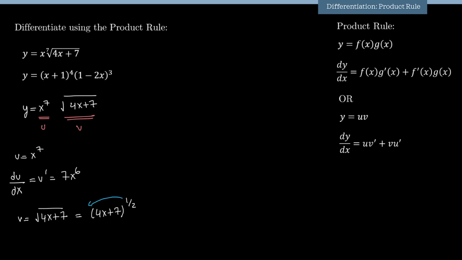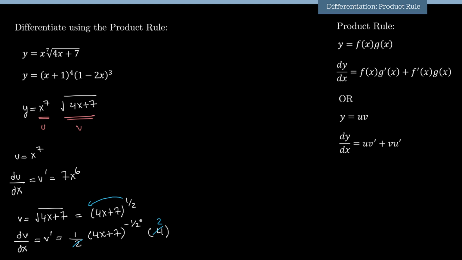So the derivative of v, dv upon dx, which we also call v dash, is going to be equal to, the power comes down, so 1 upon 2 times the inside function as it is, so 4x plus 7, and the power gets reduced by 1. 1 upon 2 minus 1 is minus 1 upon 2, times the derivative of the inside function. The inside function is this 4x plus 7, and its derivative is going to be 4. 4 divided by 2 is 2, and this power is negative.